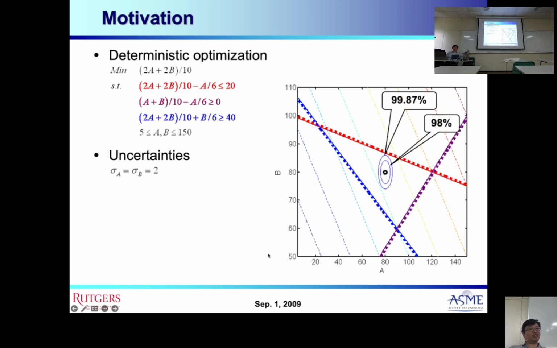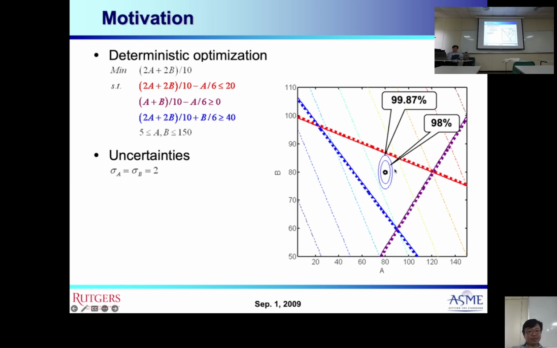However, if there's uncertainty in a variable, that means the variable changes with some standard deviation, and we usually assume it's a normal distribution. So when we plot an ellipse in the feasible design space, that range represents a certain percentage of the position.